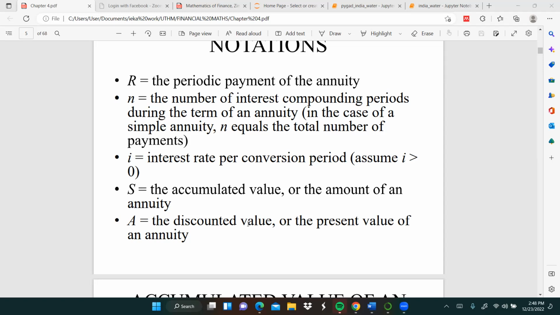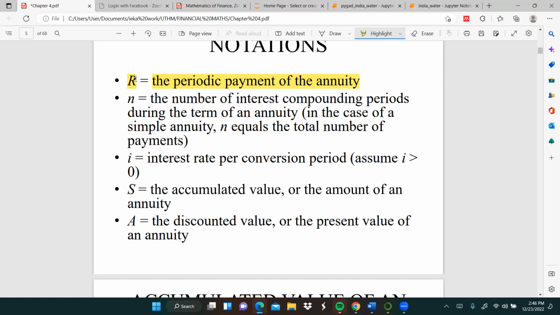So R, R is the periodic payment of an annuity. Okay, the periodic payment of the annuity. Maksudnya kat sini kalau setiap bulan tu awak perlu bayar 450. Bulan seterusnya 450 juga. And then next month, next 2 month also 450. That is the R, the payment tu.